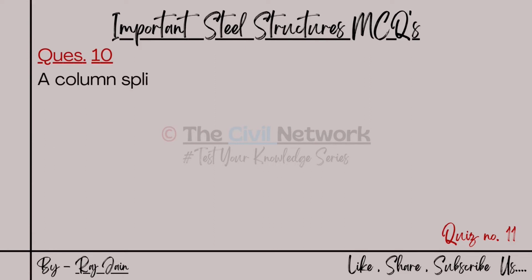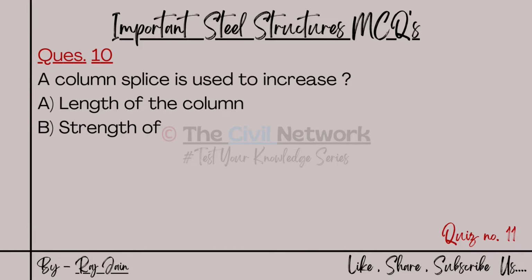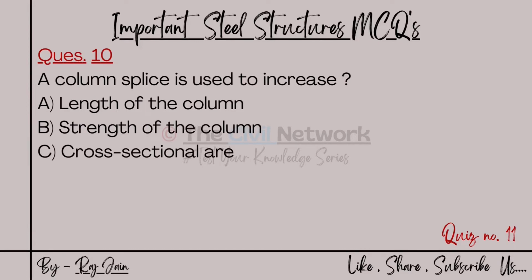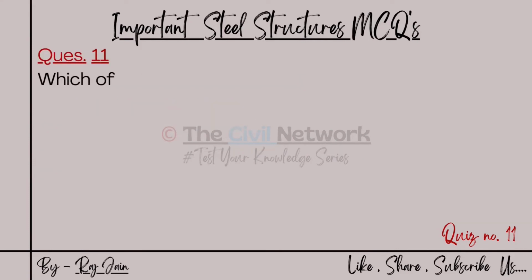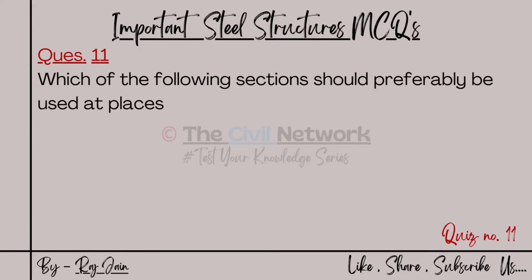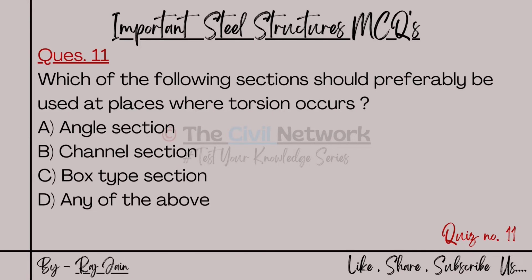Question number 10. A column splice is used to increase. Correct answer is length of the column. Question number 11. Which of the following sections should preferably be used at place where torsion occurs? Correct answer is box type section.